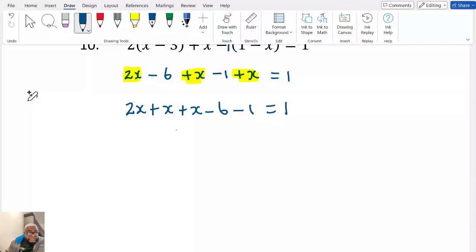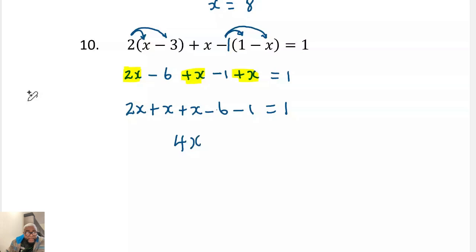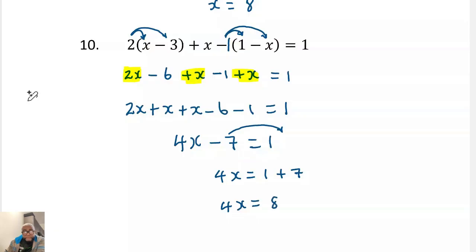Right? So this here, when you add it together, you get 4x. Then negative 6 minus 1 will give you negative 7 is equal to 1. When you carry the negative 7 here, what do you do with it? So you see, that is how it changes to positive. Do you understand, Bob? This changes to plus 7 now because you change side, right? So 4x will be equal to 8.